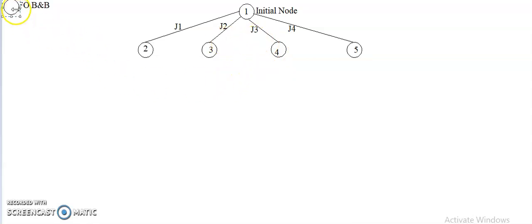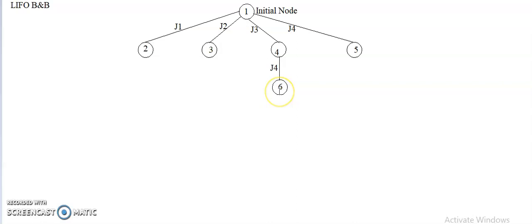Now I will explore this node number 4 by adding one more job. I can schedule the next job, job 4, here, by creating node number 6. So you can see the difference between FIFO branch and bound and LIFO branch and bound. In FIFO branch and bound, node number 6 was present below node number 2. Now node number 6 is present below node number 4. In this way, last in first out works. Once a new node is created, it is added into the stack. It is not added into the queue, it is added into the stack.